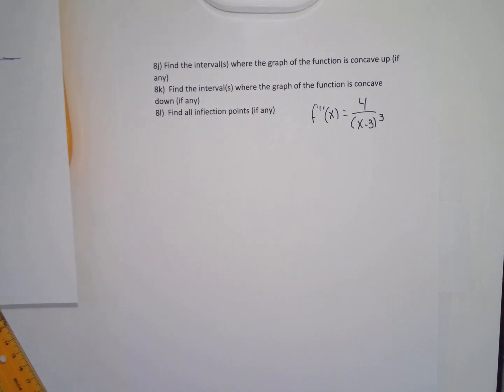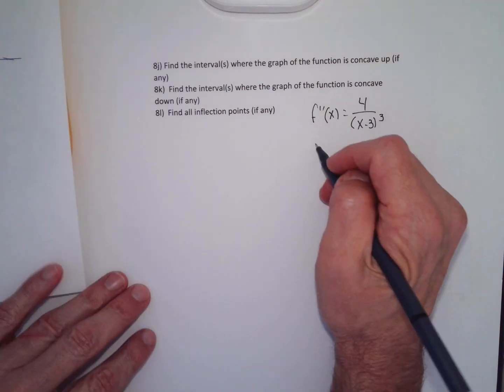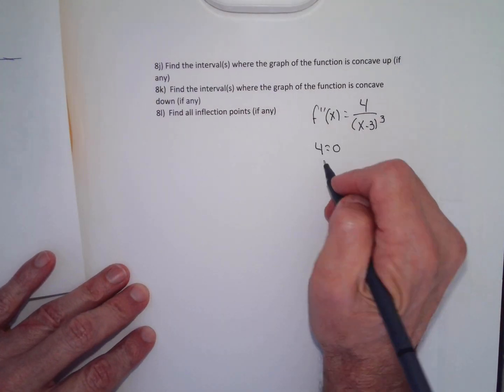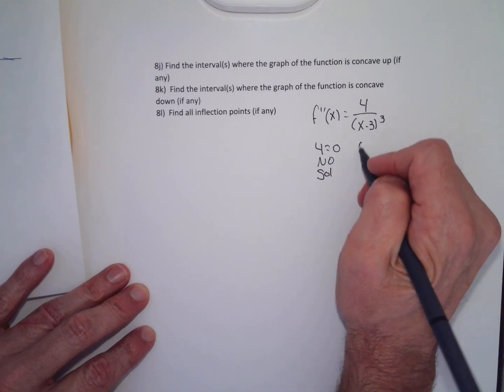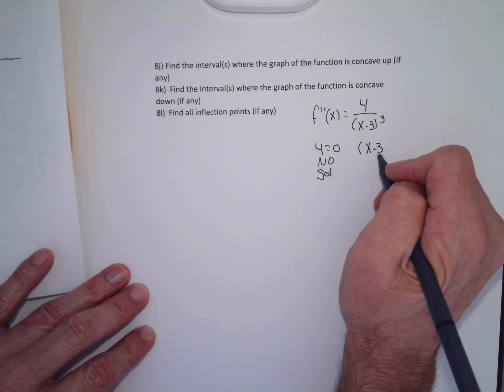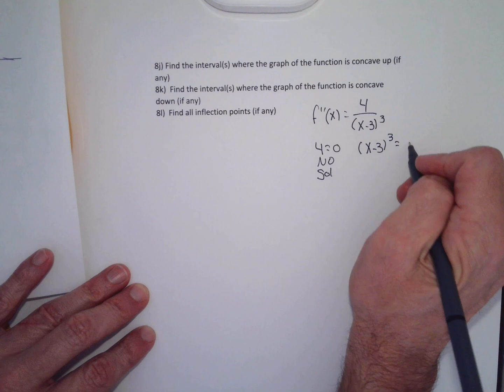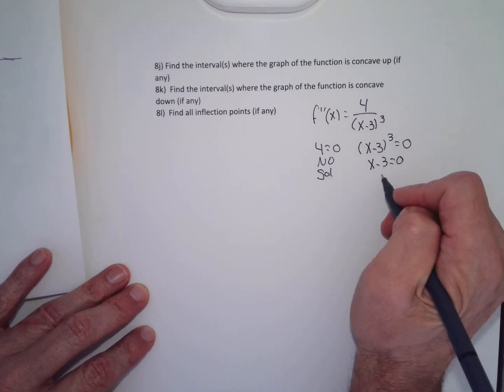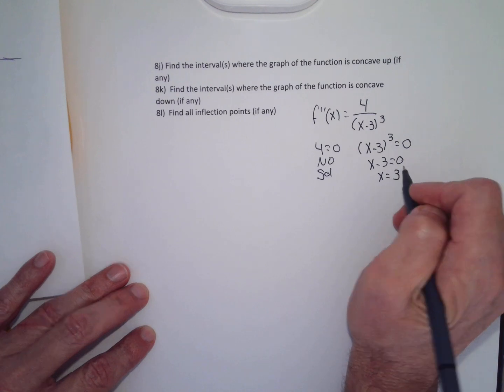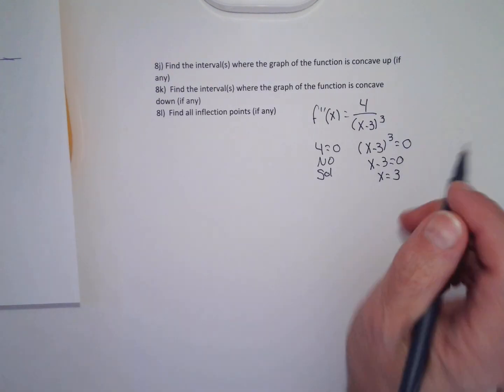Now I'm going to find the critical numbers. I'm going to set the numerator equal to 0. It doesn't have an x. It doesn't give a solution. Doesn't give a critical number. I'll set the denominator of x minus 3 cubed equal to 0. And it's really sufficient just to set the x minus 3 equal to 0 and get the same x equal to 3. Again, that's not a point in the domain.